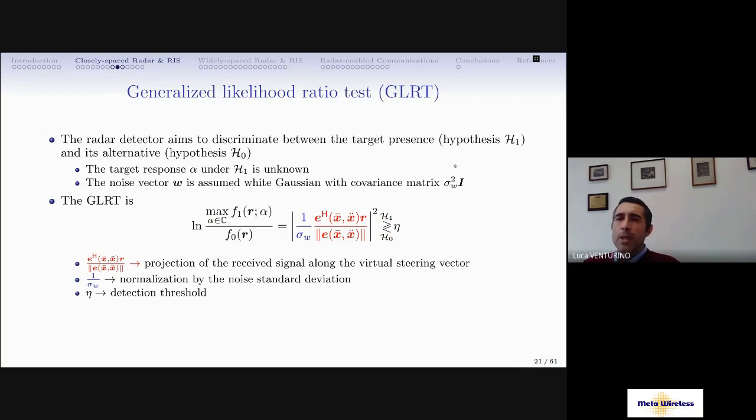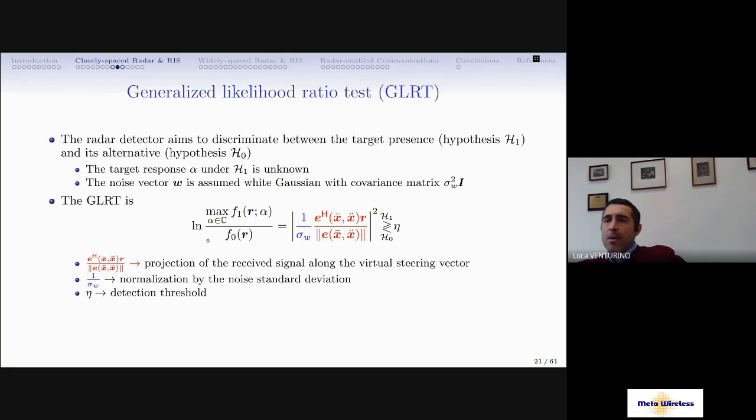Basically, we consider the probability density function of the received signal under the hypothesis H1, which is denoted here by F1. And we consider then the probability density function of the received signal under the hypothesis H0, which is denoted here by F0. And we take the ratio between these two densities. But the problem here is that under H1, the target response is unknown. So since this target response is unknown, we replace it by the maximum likelihood estimation, which means that we maximize the probability density function under H1 over alpha. And then we take the ratio between these two densities after having replaced alpha with its ML estimation.